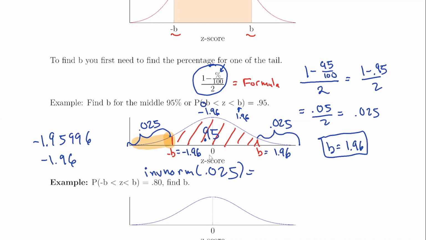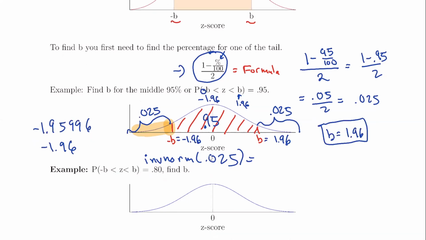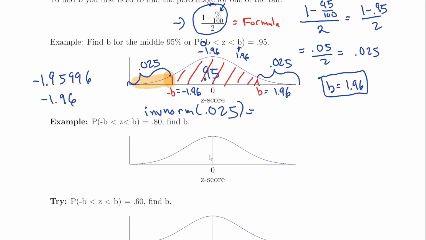All right, that's it for that first version. For that first version, I used this formula up here. For the second example, I'm not going to use a formula. I'm just going to use logic. So let's do the second one. The probability that negative b is less than z, which is less than b, is equal to 0.80. All right. What percentage should I put in the middle? 80. So we put 0.80.